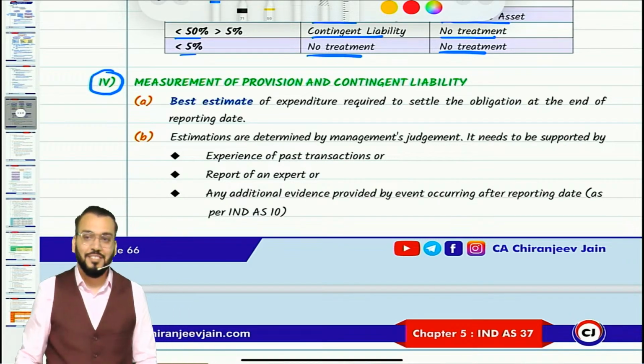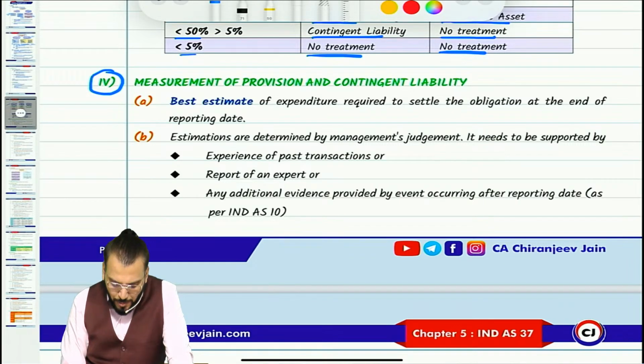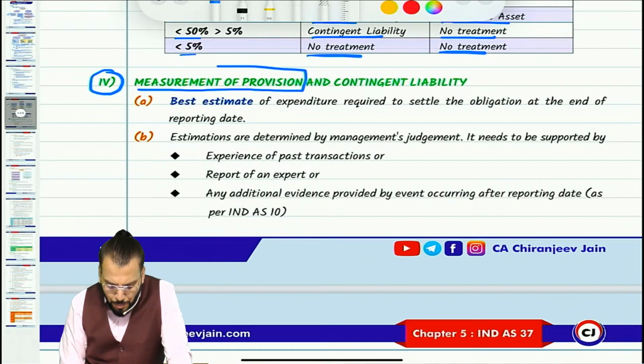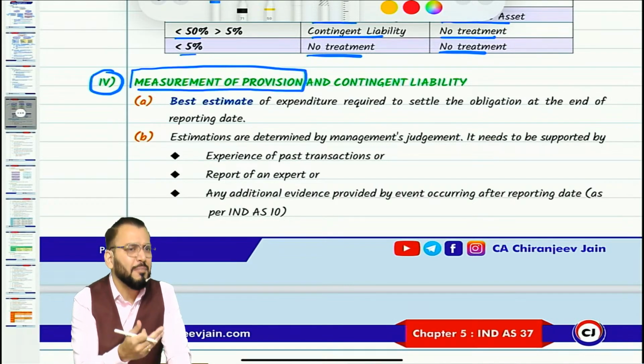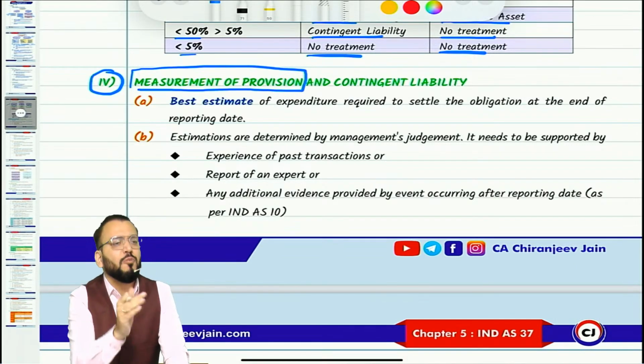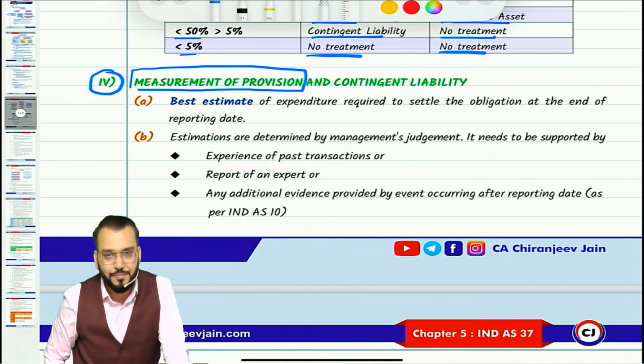How to measure? The measurement of provision. Of course, normally we discuss measurement of provision only. But can I say contingent liability also requires measurement? If you can measure, disclose the amount. If you can't measure, then also disclose the fact. So of course we should measure contingent liability also, but from the exam point of view, normally they will ask the measurement of provision only, if they ask.